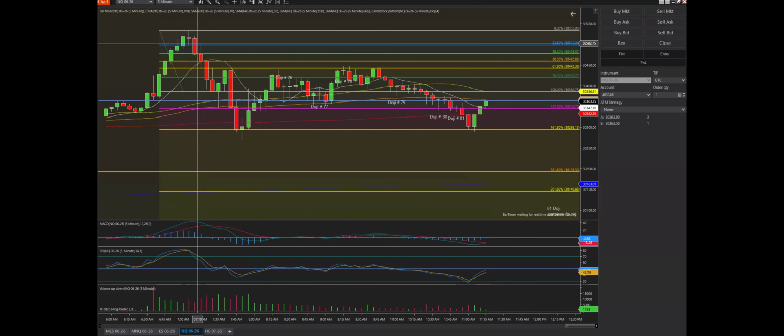This is picture perfect right here. This is what I like to see. Small body, it could be equal. I would like to see a bigger top for a short and a bigger bottom for a long. And this is not picture perfect, but it will work.